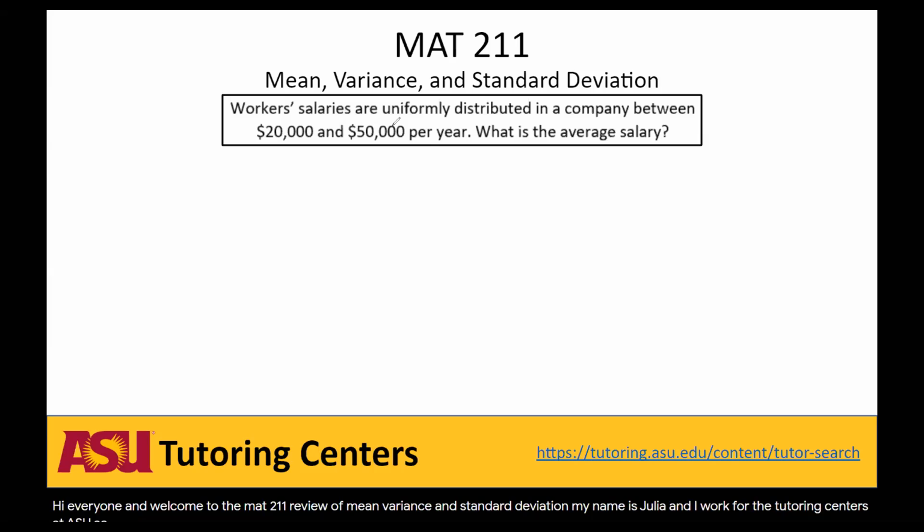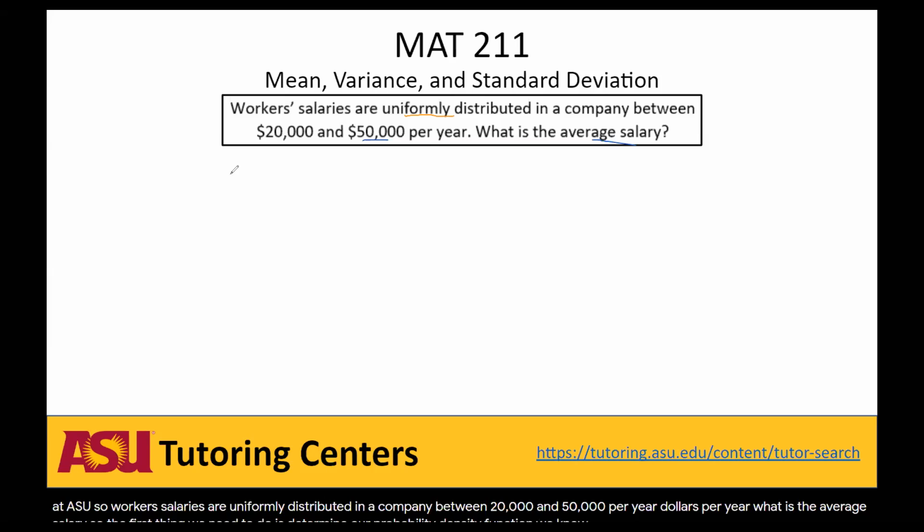Workers' salaries are uniformly distributed in a company between $20,000 and $50,000 per year. What is the average salary? The first thing we need to do is determine our probability density function.